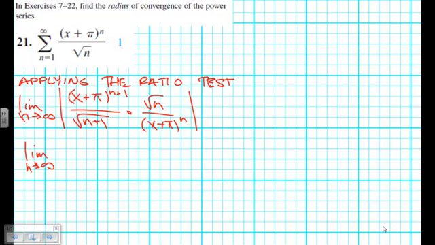Between these two terms, nothing but an x plus pi on the top. And over here we've got root n divided by root n plus 1. You can't reduce that. No, you can't reduce it, but when you apply the limit, what happens? Goes to 1.